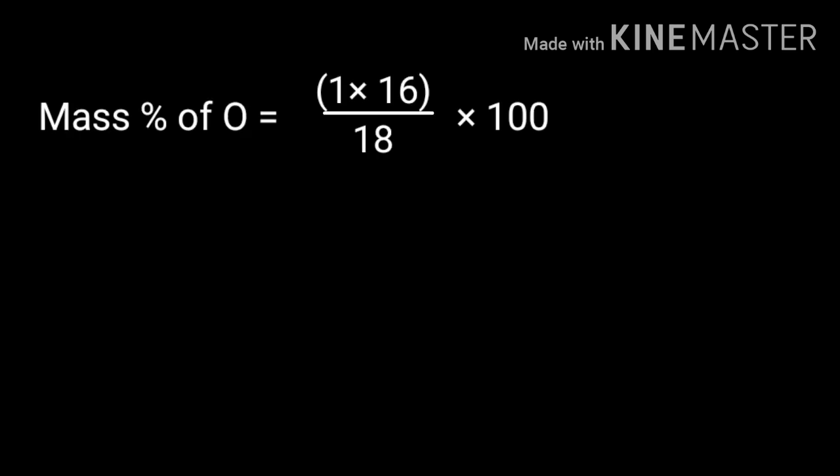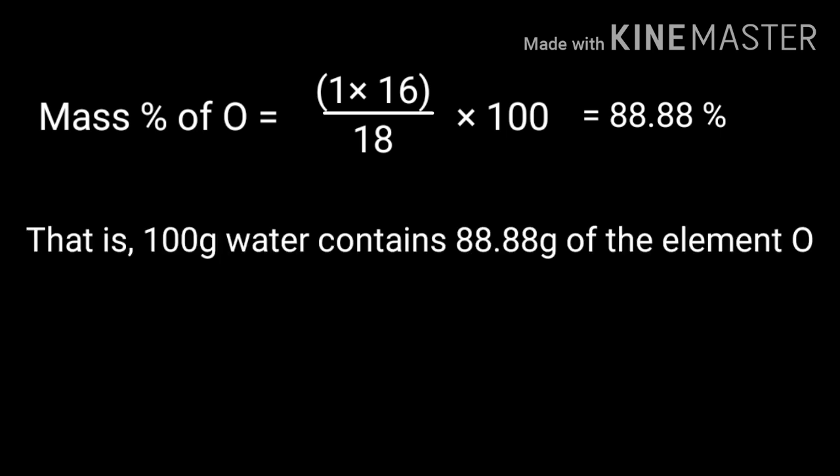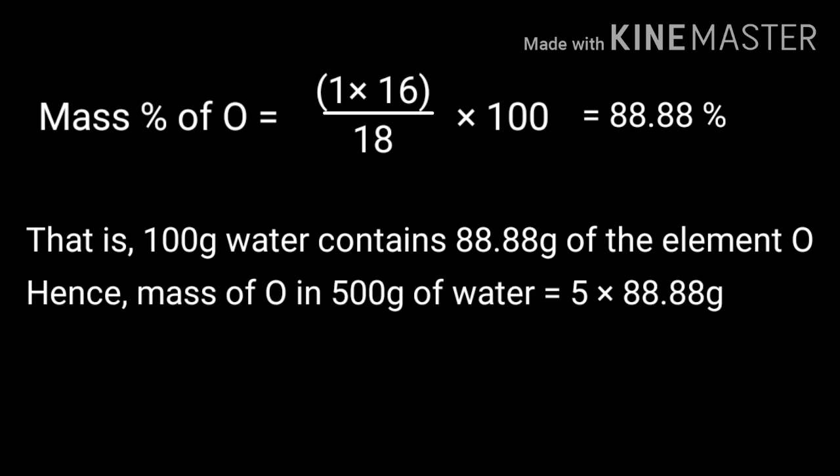Similarly, the mass percentage of oxygen in water is equal to 1 into 16 by 18 into 100. This is equal to 88.88%. That means 100 gram of the sample of water contains 88.88 gram of oxygen in it. That means 500 gram of water contains 5 into 88.88 gram, which is equal to 444.4 gram of oxygen in it.